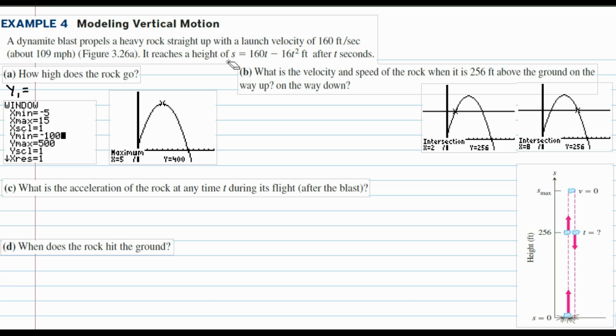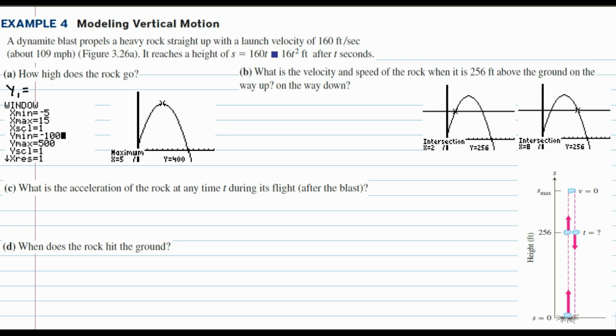It reaches a height of s, so its position in this case is a height, equals 160t minus 16t squared feet after t seconds. Now here is a picture of what's happening. So this blast launches the rock up really high, and then it comes back down. So we are going to graph its position in y1 to answer part A. How high does the rock go? So what is its highest position?